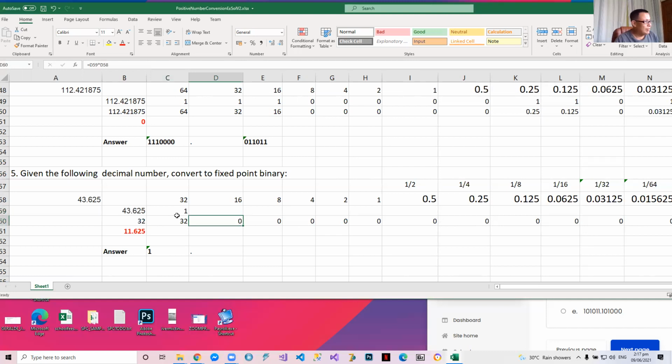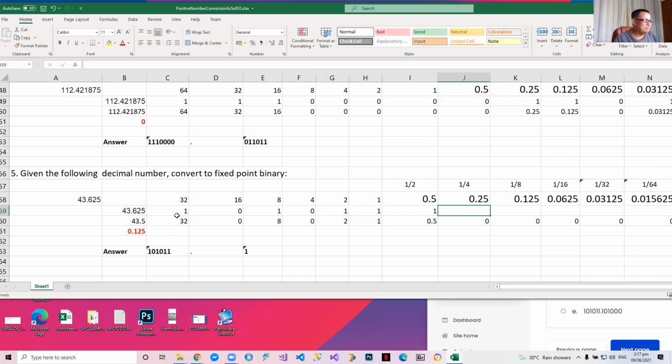11. So we have 11 here. We can pick 16 because 16 is smaller. We can pick 8. Do you follow? We can pick 8, so we pick it. We have a 3, so we cannot pick 4. Okay. We have a 3, we can pick 2. Okay. We can also pick 1 because we still have 1.65. Okay. We can pick 0.5, right? Because this is smaller than 0.625.